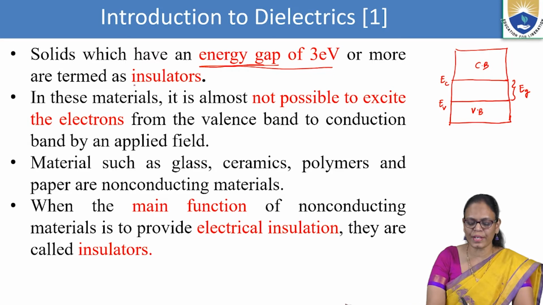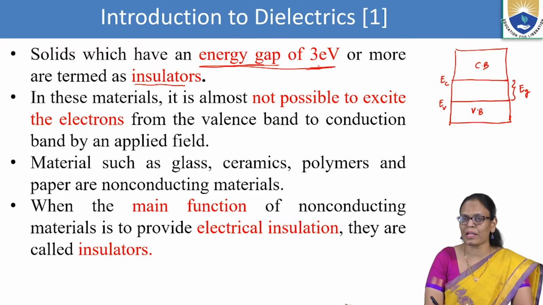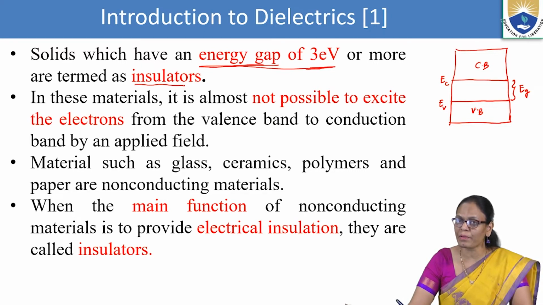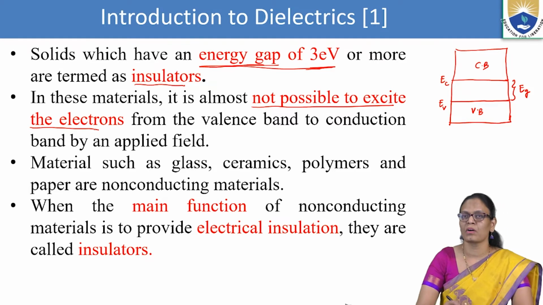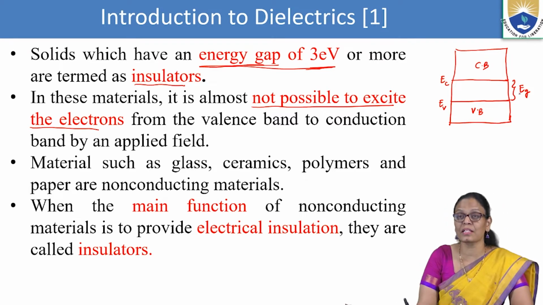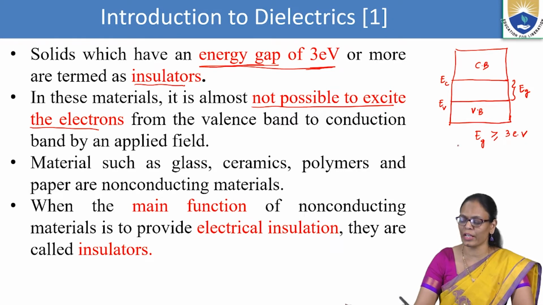So, in case of insulators, the energy gap is 3 electron volt or more. It means if the gap is more, we need to supply more energy to move the electrons from the valence band to the conduction band. Only when we have electrons in the conduction band, they start conducting. So, in these materials, it is not possible to excite the electrons. Why is it not possible? Because the energy gap is high, greater than or equal to 3 electron volt.